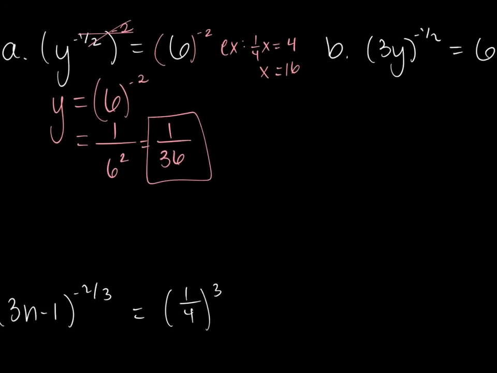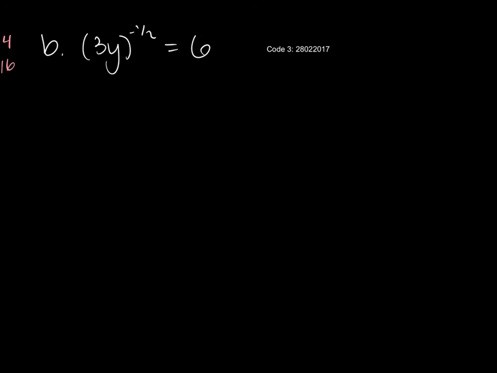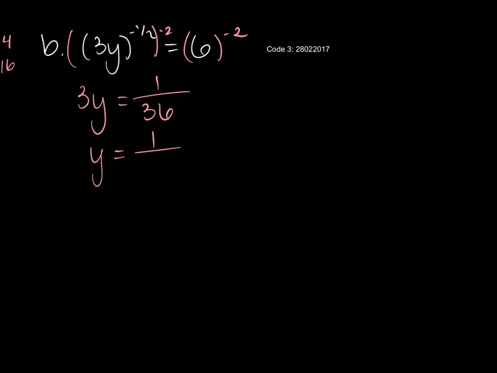Let's try another one. For B, we've got the expression 3y to the negative 1/2 this time, and it's still equal to 6. So again, first thing I'm going to do is multiply by the power's reciprocal. We'll take it to the reciprocal power, so that's negative 2. So I get 3y is equal to 1 over 36. And then I'm going to divide everything by 3. 1 over 108. And that's my answer.